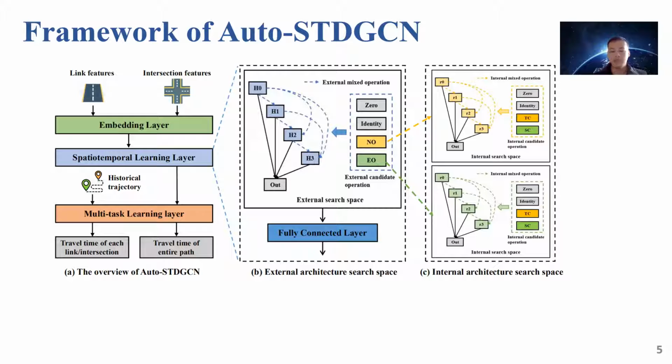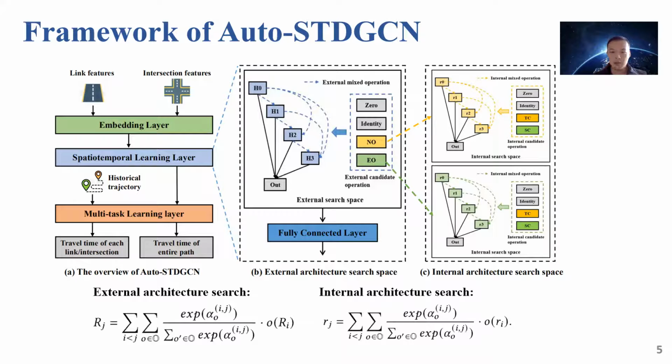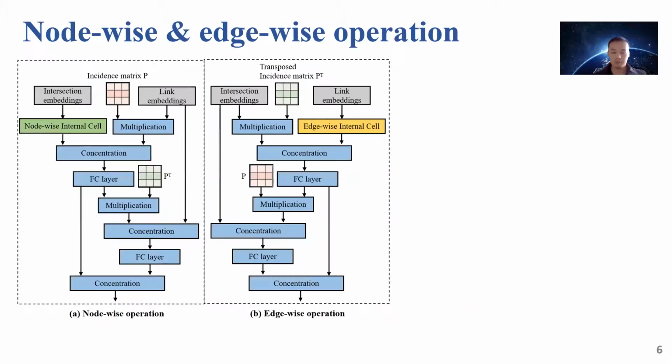We adopt the gradient-based model DARTS for neural architecture search, as shown in these equations. The internal search space contains spatial graph convolution, temporal convolution, identity, and zero. The external space includes node-wise operation, edge-wise operation, identity, and zero.